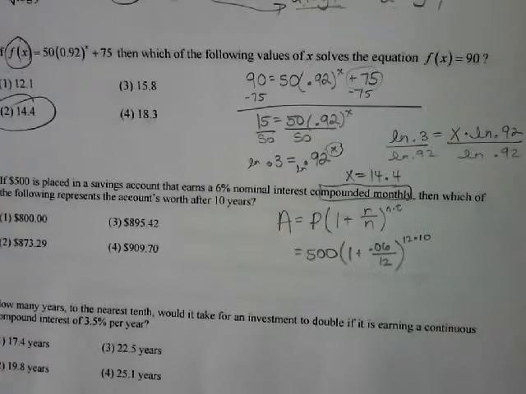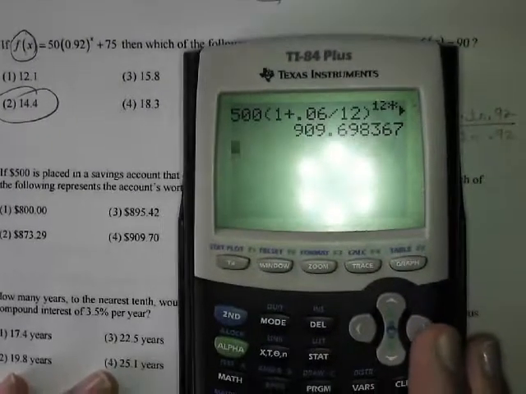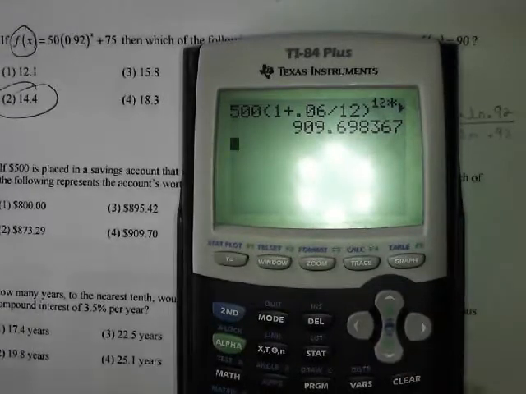There's no solving involved here. This is just a basic calculate problem. Raised to the 12 times 10 power. I got 909.70 to the nearest penny. Anything with finances, if it doesn't say what to round it to and it's money, you have to know to go to the nearest penny. So this would be .698, which would go to 0.70. Yes?